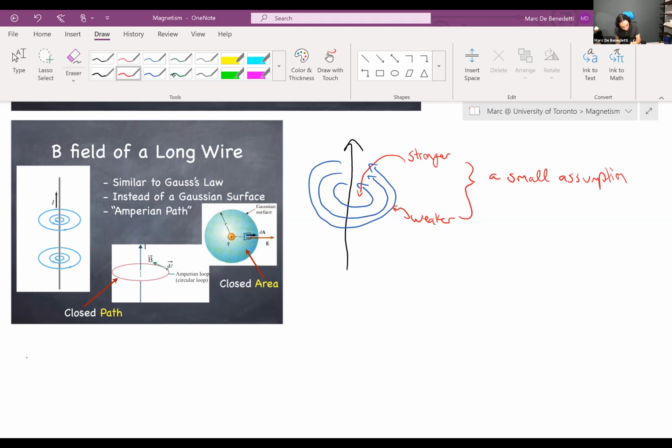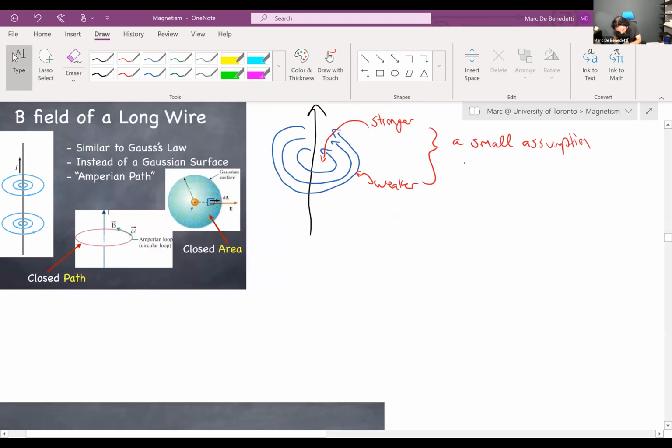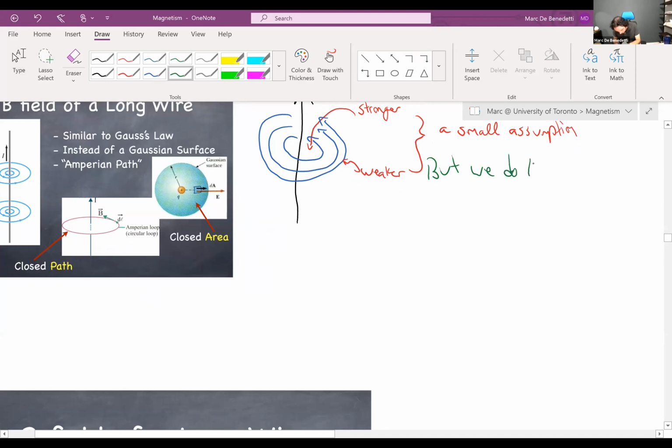But what we do know for absolute certainty, we do know 100% that along each circle, the B field is constant.